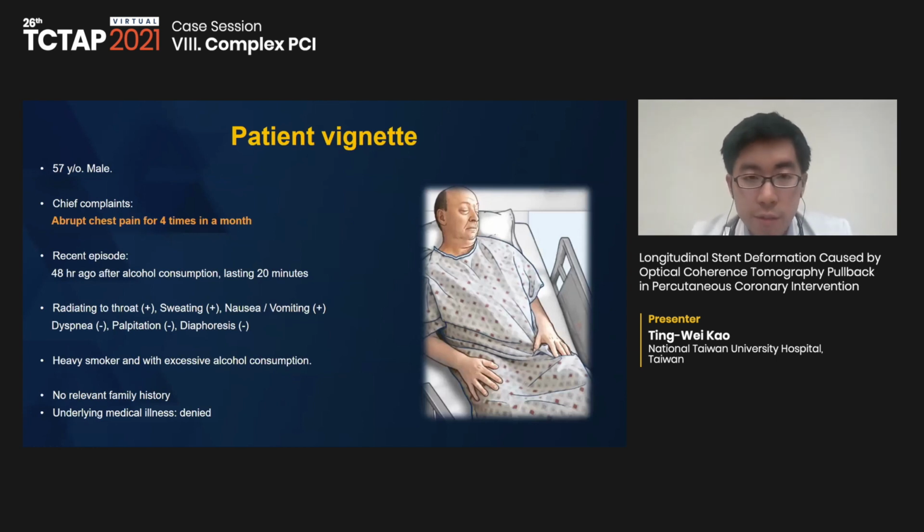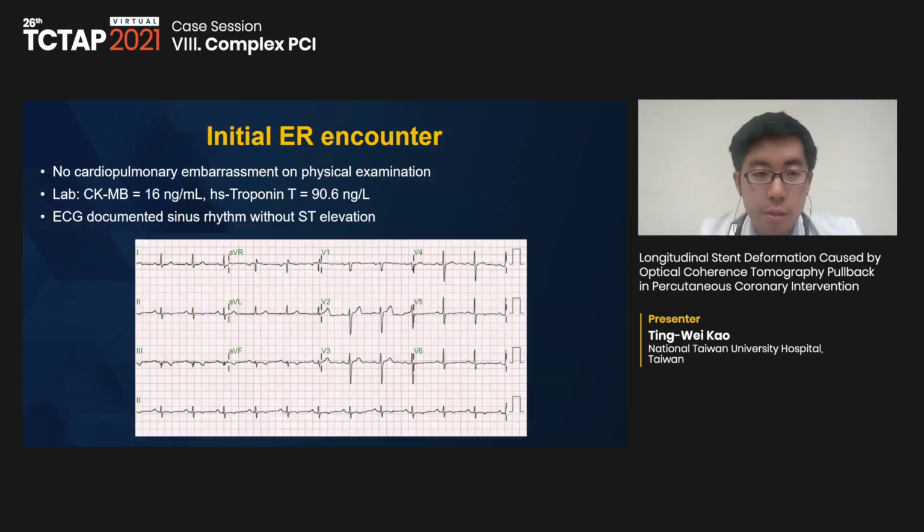So this is a 57-year-old gentleman who suffered from angina on exertion four times this month. The most recent episode occurred 48 hours ago after drinking alcohol and lasted 20 minutes. Radiating to the throat, the pain was accompanied by sweating and vomiting. Underlying, he's a heavy smoker and a chronic drinker.